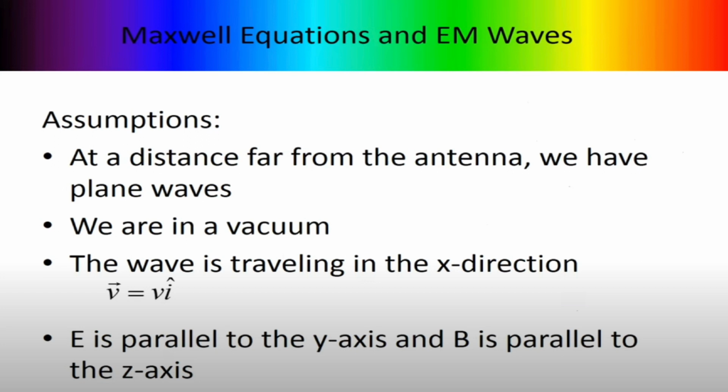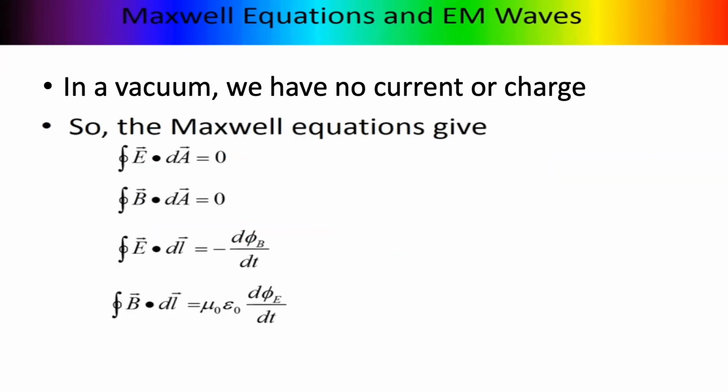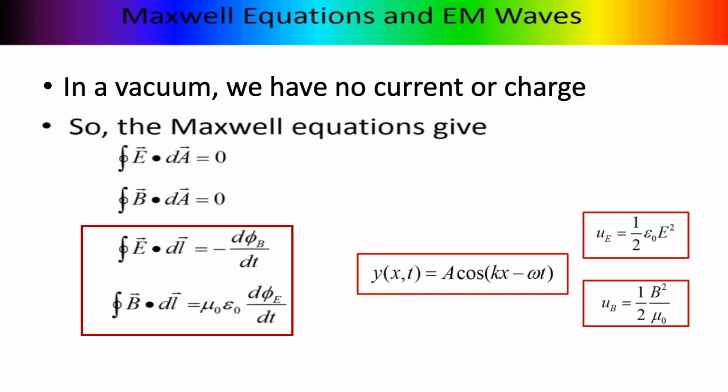Our assumptions for the remainder of this derivation are as follows. A, we have plane waves. B, the wave velocity is along the x-axis. The electric field oscillates along the y-axis, and the magnetic field oscillates along the z-axis. And so we assume an empty vacuum where no current or charge sources exist. And so the Maxwell equations look like this. In this derivation, we're only going to use the bottom two Maxwell equations, the transverse wave equation, and two energy density equations that I'm going to discuss later.